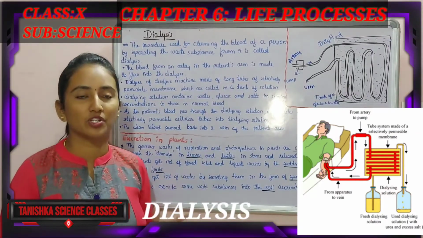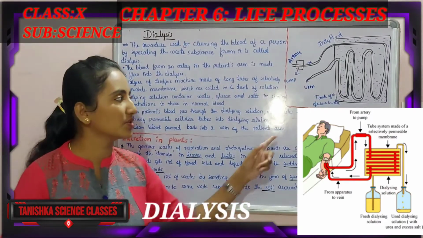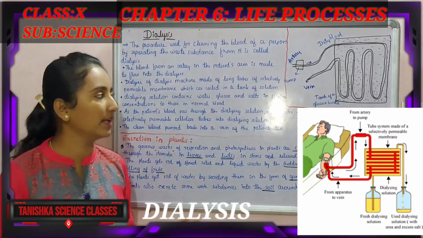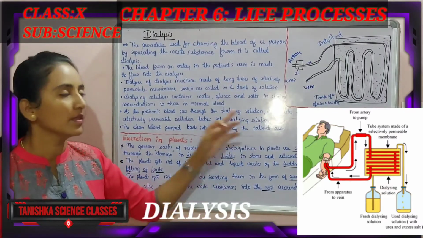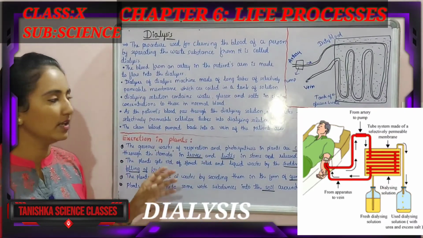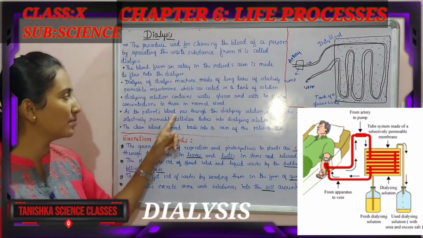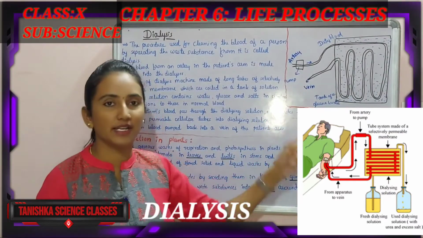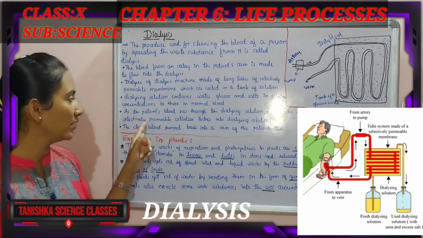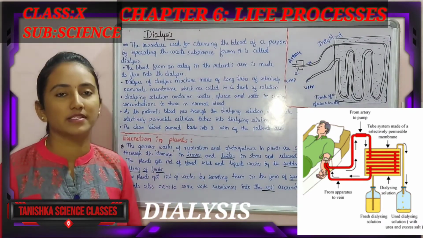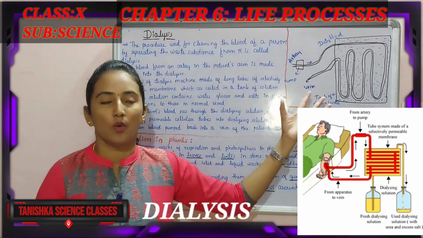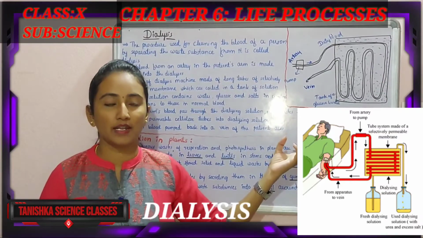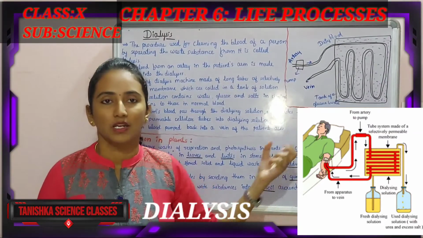So whatever the concentration of the blood will be there, the dialyzing solution will be in the same concentration, and this dialyzing solution will contain water, salts and glucose. Next, as the patient's blood passes through the dialyzing solution, most waste like urea present in it passes through the selectively permeable tubes into the dialyzing solution. I have said that the dialyzing solution will absorb the waste products like urea and other waste salts.